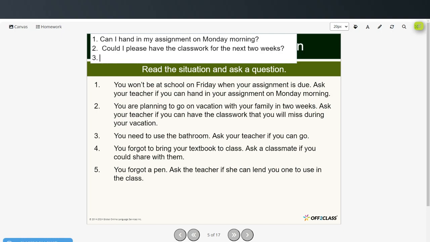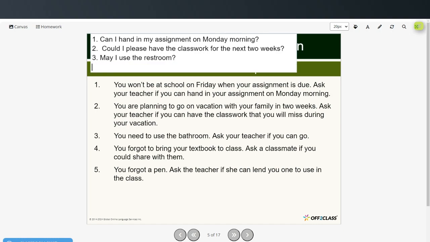You need to use the bathroom. Ask your teacher if you can go. So, may I use the restroom? You forgot to bring your textbook to class. Ask a classmate if you could share with them. So, I forgot my textbook. Could I share yours?